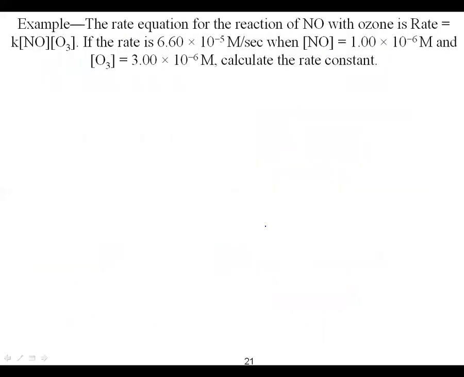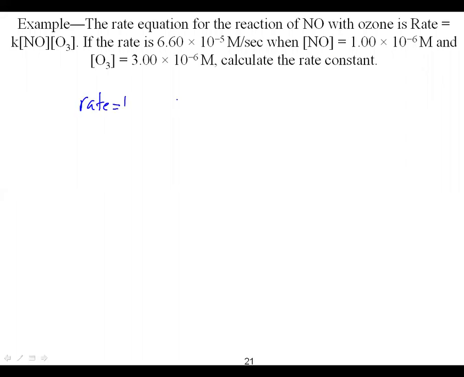So here, if we look at this, the rate equation for this reaction of NO is rate equals k times [NO] times [O3]. If the rate is 6.6 times 10 to the minus 5, when NO is 1 times 10 to the minus 6 and O3 is 3 times 10 to the minus 6, calculate the rate constant. So again, this would be almost like what we did at the very end of that last example. We actually, in this case, have the rate law given to us.